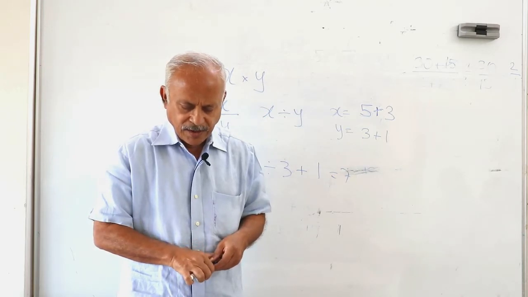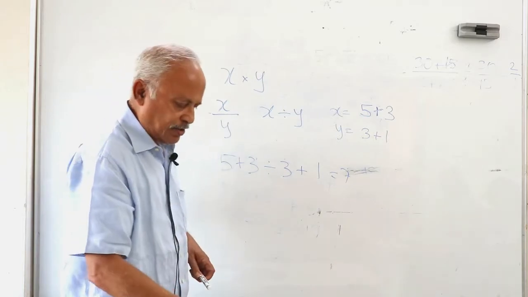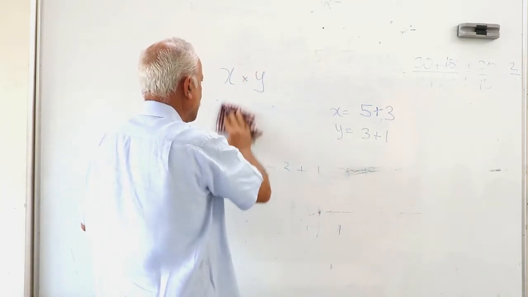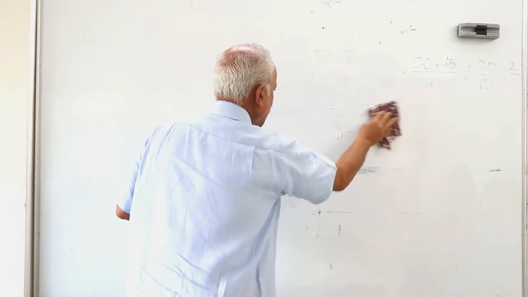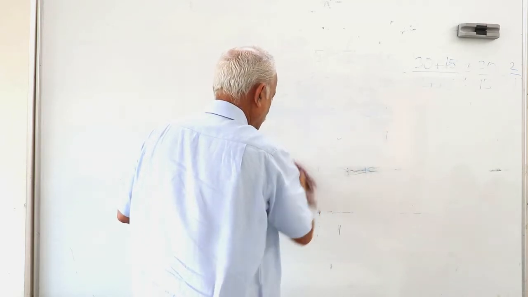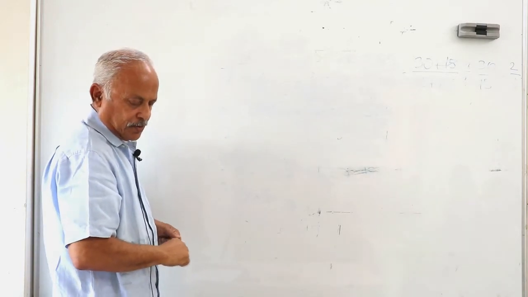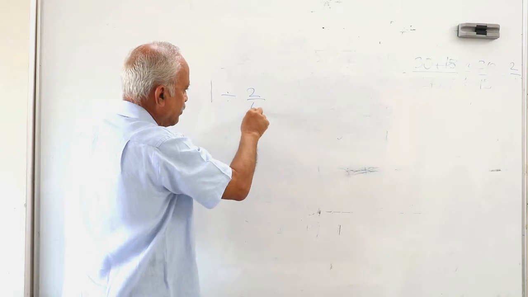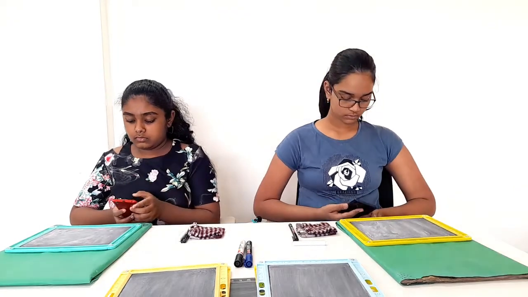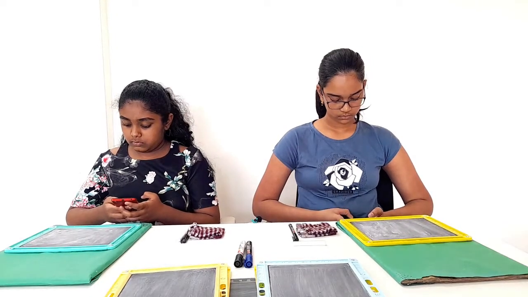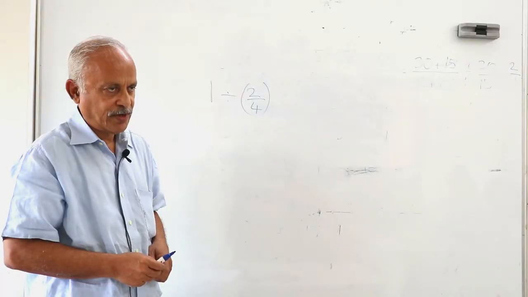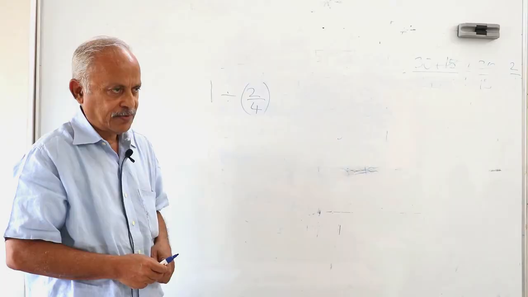Okay, now let's do some revision. On your calculator, solve this problem: 1 divided by 2 divided by 4. What answer do you get? 2. Is that correct?